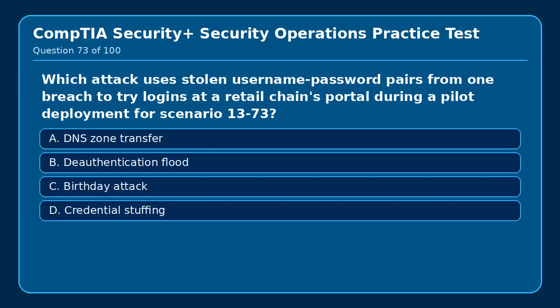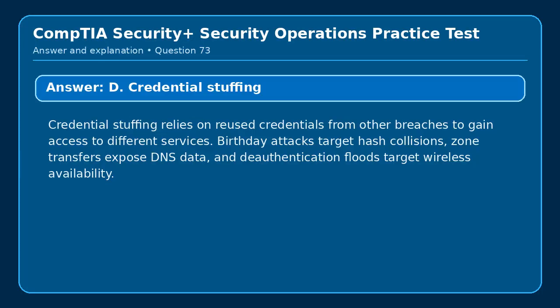The answer is B. Pass the hash. Pass the hash uses captured password hashes as authentication material in compatible environments. ARP inspection and key stretching are defenses, while rainbow table prevention describes a protection goal, not the attack. Question 76.